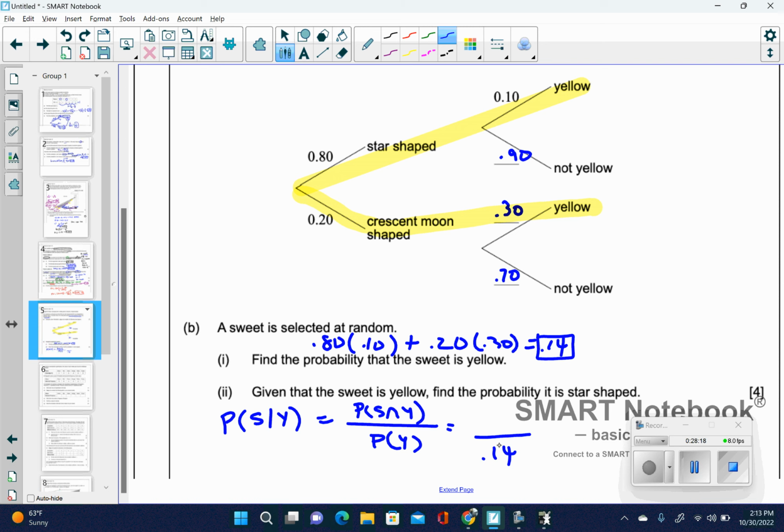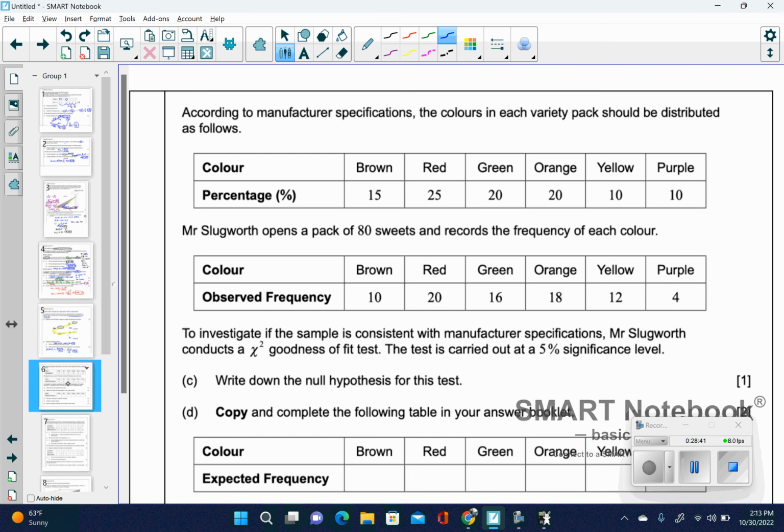So star and yellow, which is here, you take 0.10 and 0.80 and multiply them. So 0.80 times 0.10, divided by 0.14, is going to equal 0.571, okay? So 0.571. Forgive all this writing over here. All right, so that is parts A and B. Good. That was 6 points that we just got.